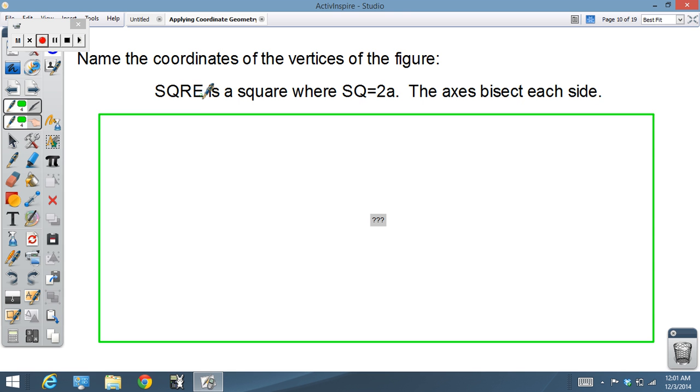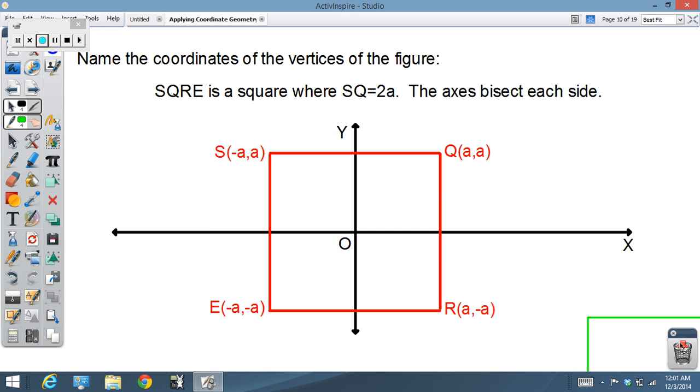We've got SQRE. It's a square where the side length is 2A and the axes bisect each side. What will that look like? Pause, answer coming in just a second. Here we go. All right, SQRE, side length is 2A, and if the axes bisect both sides, I know the origin must be right in the middle because it's going to cut the sides in half.